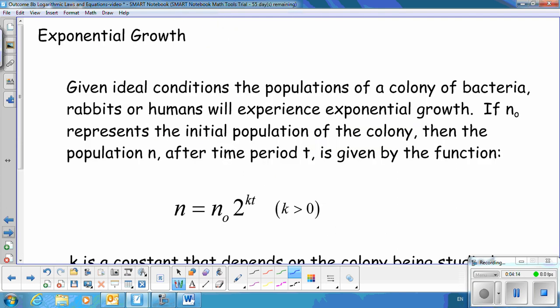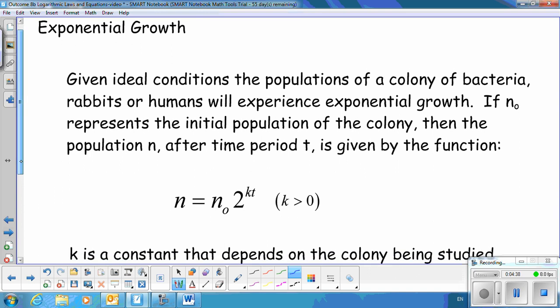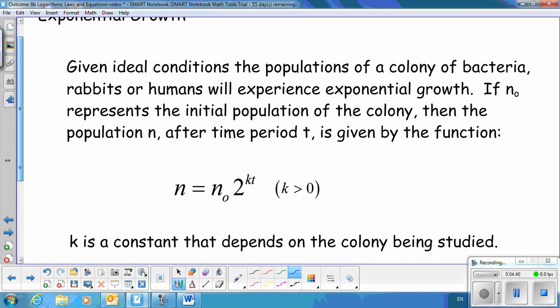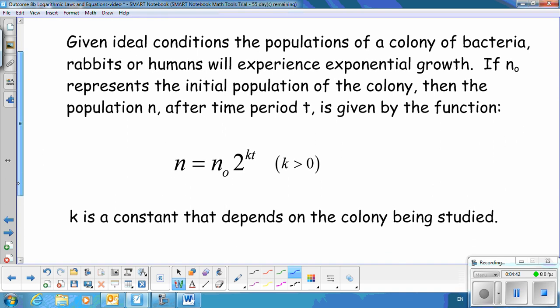The next type of application that we're looking at is something called exponential growth. Given ideal conditions, populations of a colony of bacteria, rabbits or humans will experience exponential growth. So if N0 represents the initial population, then the population N after a time period T will be given by the function N equals N0 times 2 to the power of kT.